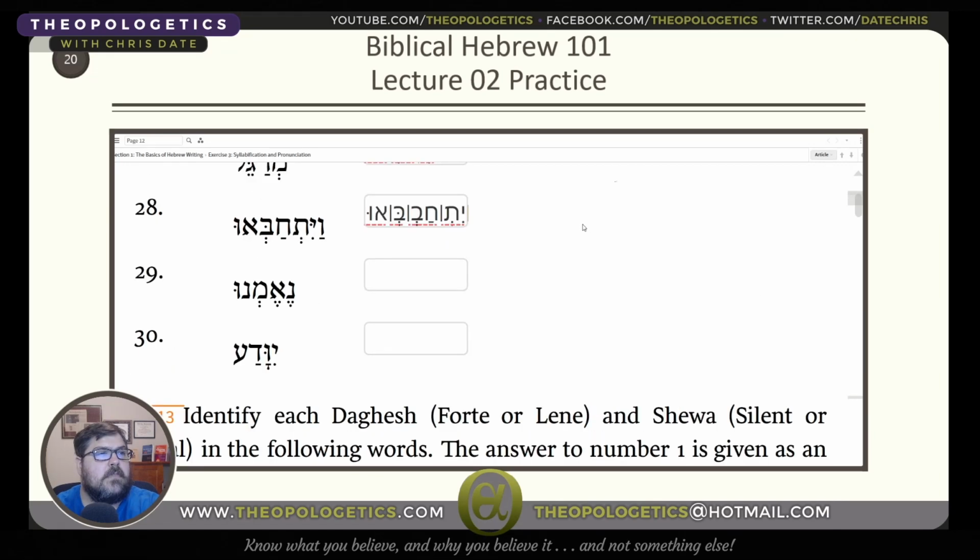All right. Ne'emnu. Well, we've got a ne. We've got an aleph followed by a mem with a shva under it. So this is two syllables so far. Ne'emnu.